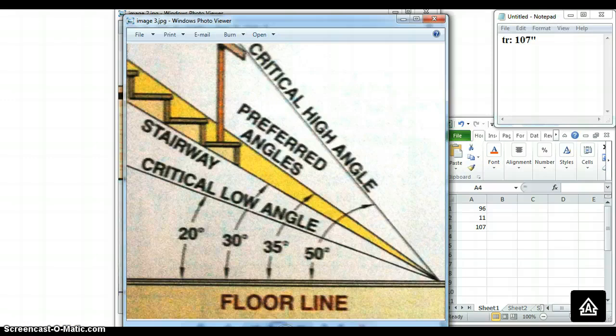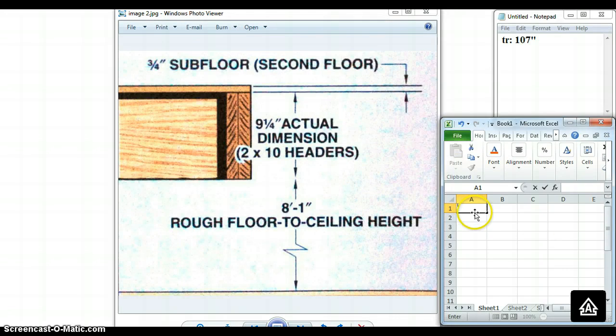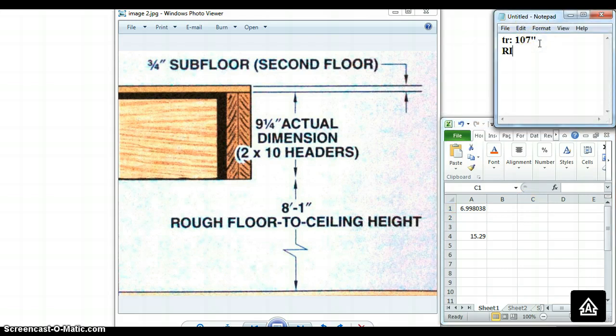Okay, so the next step is to figure out what the height of each of our risers will be. In order to do so, we need to know that the preferred angle for a stair set is between 30 and 35 degrees. And in order to achieve that angle, we need a riser height of between 7 and 7.5 inches. Using 7 as our constant, we'll divide 107 by 7 inches. We'll calculate 15.29. Now this number we just found, 15.29, is how many risers we would have if each riser was exactly 7 inches. But because we can't have 15.29 risers, we'll round our total number of risers down to 15. And we'll keep track of it here in our notepad.